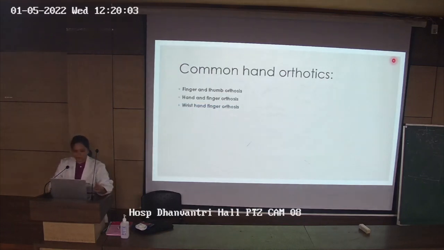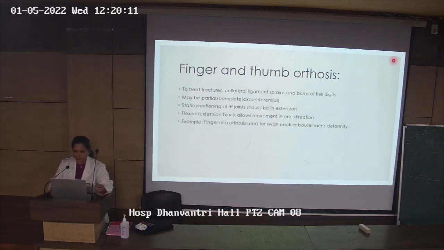The common hand orthoses are the finger and thumb orthosis, hand and finger orthosis, and wrist hand finger orthosis. So first we will discuss the finger and thumb orthosis, used to treat fractures, to maintain proper positioning for the correct fusion of the bones, and for collateral ligament sprains and burns of the digits. It may be partial or complete.